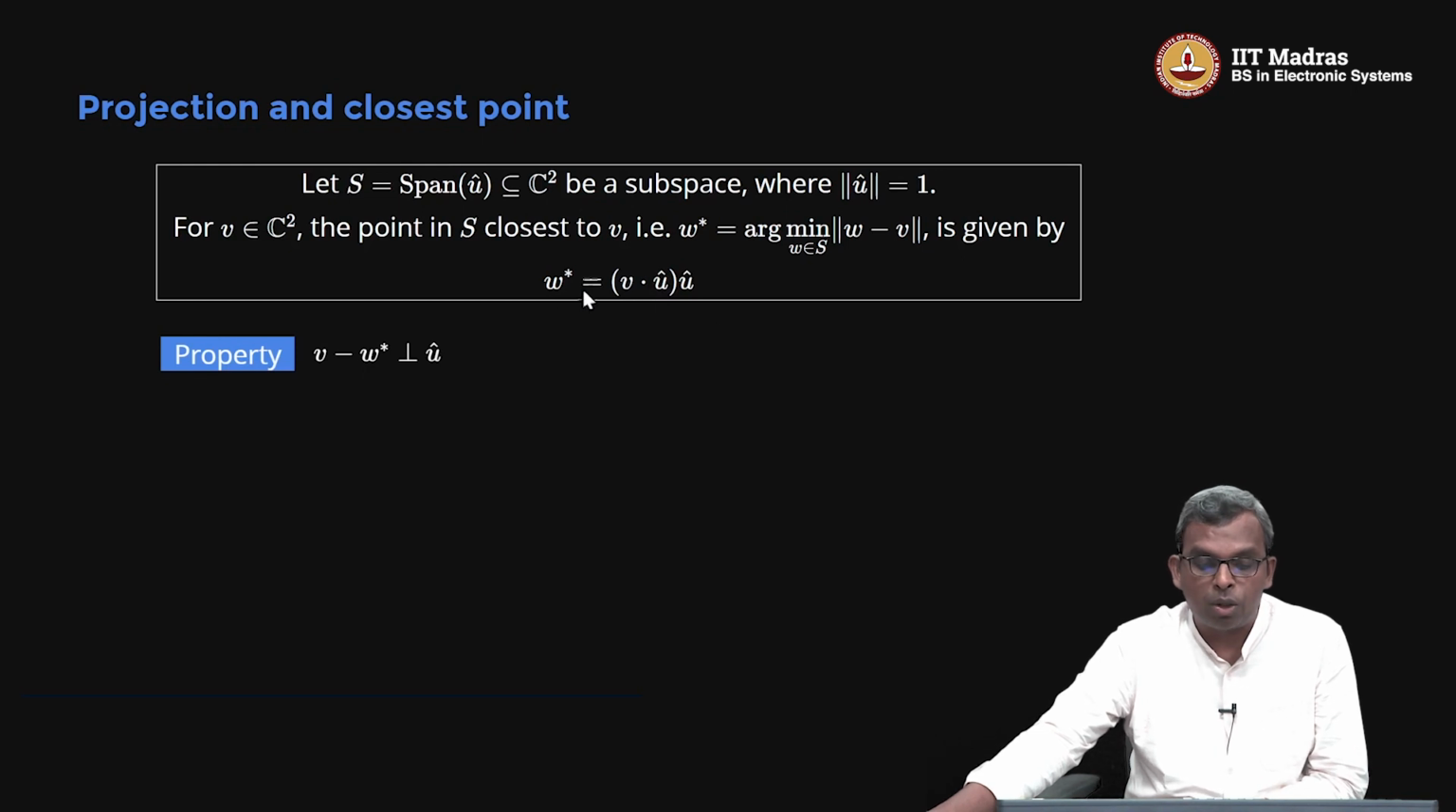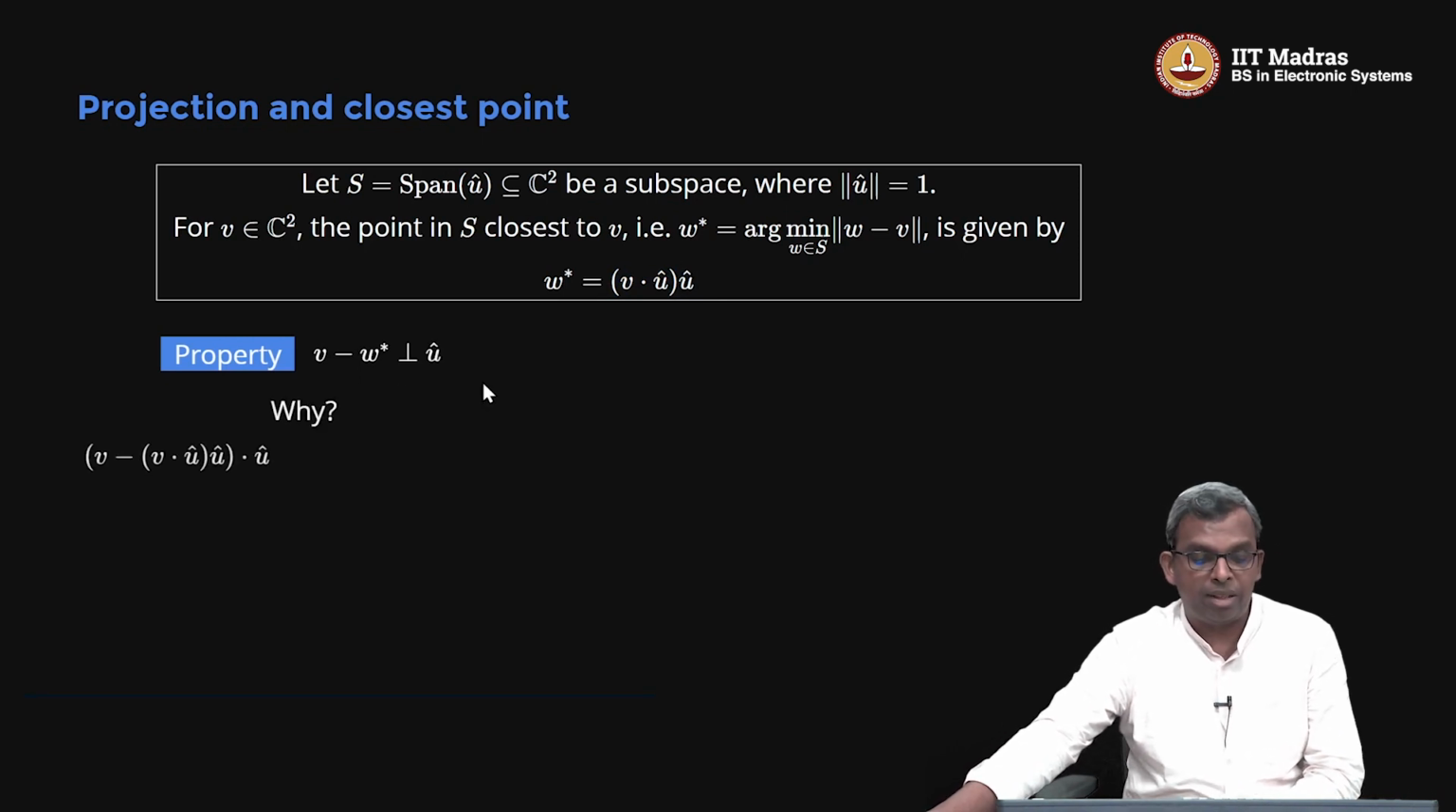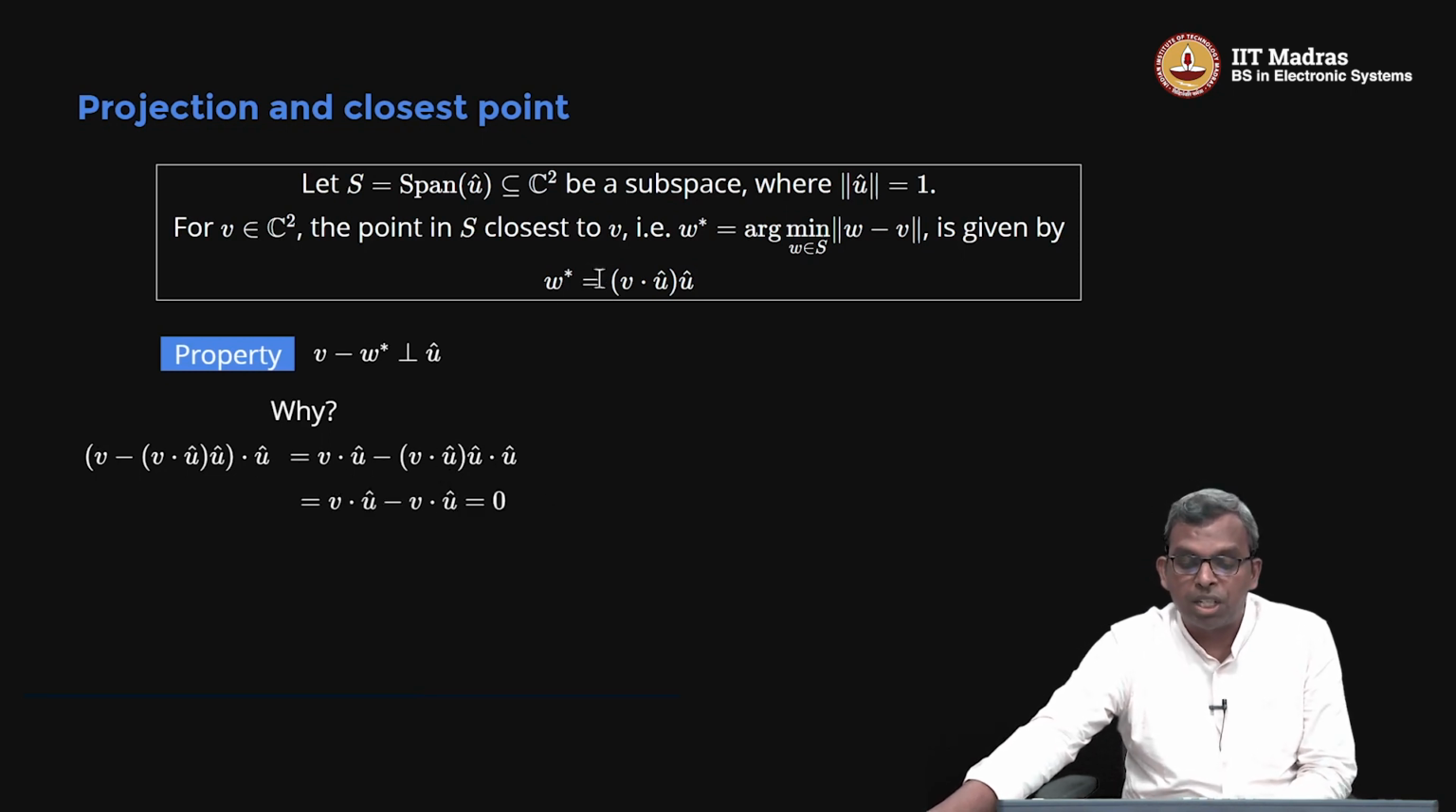So, why is this crucial? Because if you pick this as your W star, then V minus W star is perpendicular to U cap. The proof is really very simple. You take V minus W star, dot it with U cap, and then you use the distributive property. It's V dot U cap minus V dot U cap times U dot U cap. Now, what is U dot U cap? That is 1. So here you get a cancellation and you get 0. So the special choice of the dot product is critical because it makes V minus W star perpendicular to U cap. So this is one property.